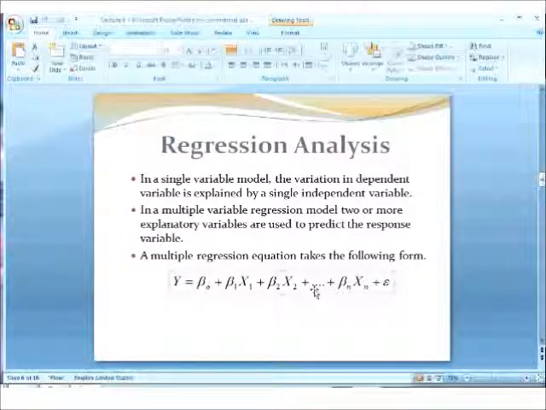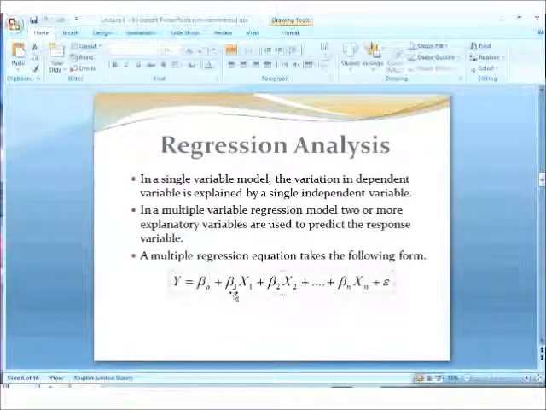If I keep x2, x3, x4 and xn constant, then by increasing x1 by 1 unit, how much change in y will occur? This value of beta 1 tells you how much change in y will occur if you change this variable x1 by 1 unit. However, we are keeping all others constant. We are not changing x2, x3, x4. We are keeping them constant, whatever their values are. If I increase or decrease x1 by 1 unit, then the change in y will be equal to beta 1.